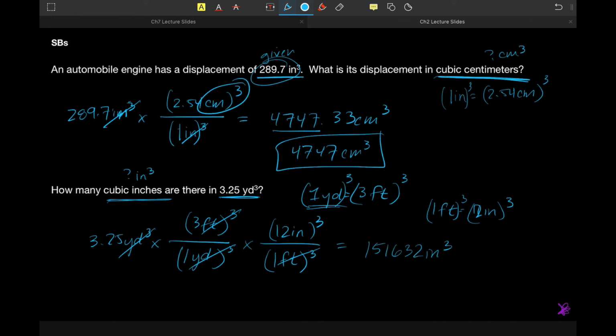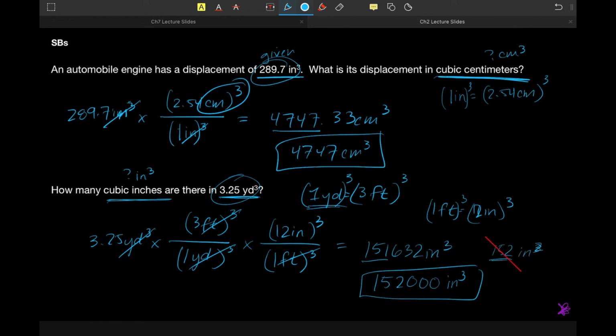And so now we're going to round this to 3 sig figs, so 152,000 inches cubed. Because if I stopped at 152 inches cubed, that's the right number of significant figures, but it's not the right sized value, yes? And don't forget, you could always express this in scientific notation if you prefer. So 152 times 10 to the 5th inches cubed would also be a correct representation with the right number of sig figs, if that's what you prefer.